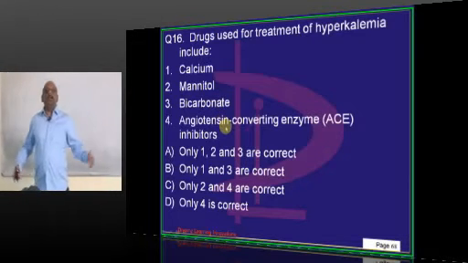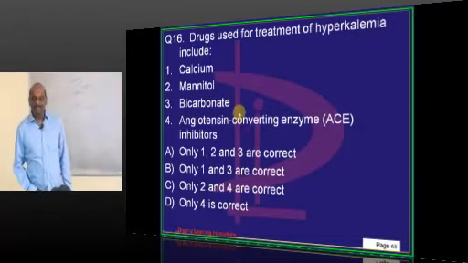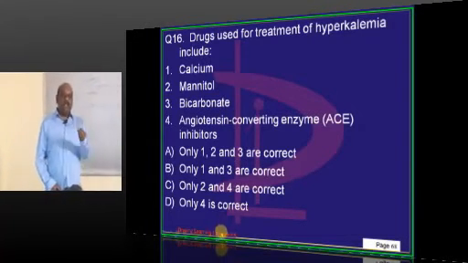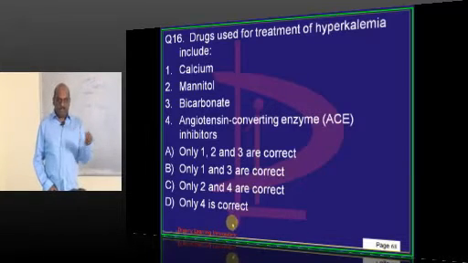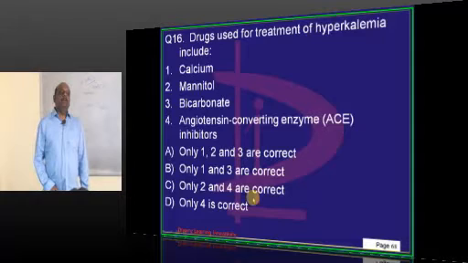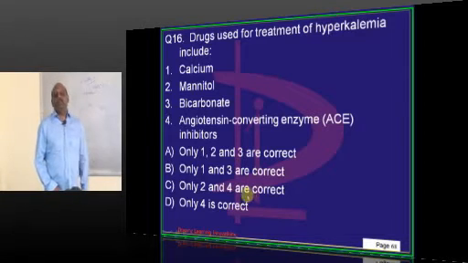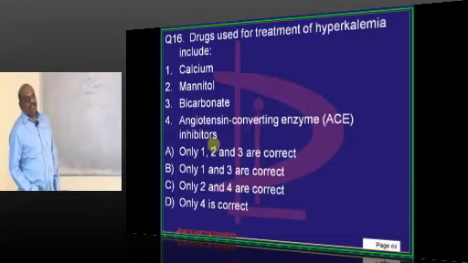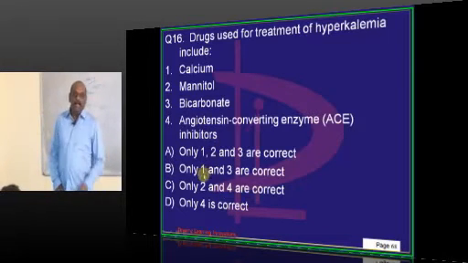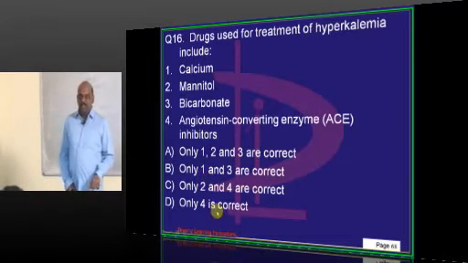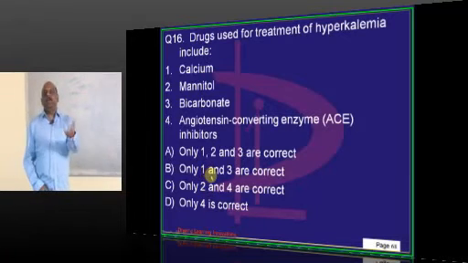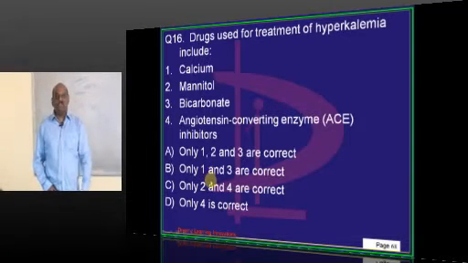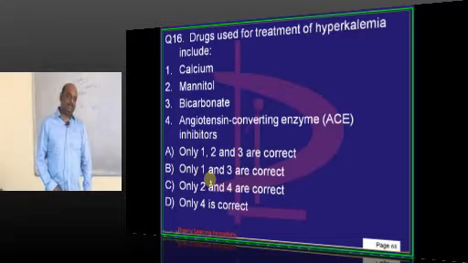What are the drugs used for management of hyperkalemia? If you want to join MD in any of the branches, internal medicine or clinical subjects, hyperkalemia management is a minimum requirement to be known, basic knowledge. You have to give calcium. Why will you give calcium in hyperkalemia? Hyperkalemia can cause cardiac arrest. You don't want those cardiac effects of hyperkalemia. To protect the heart, you will give calcium, not to decrease the levels of potassium.